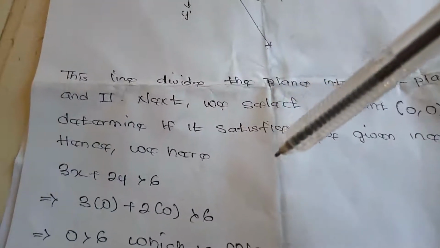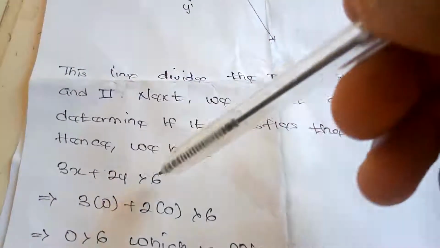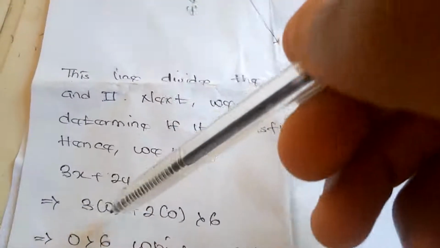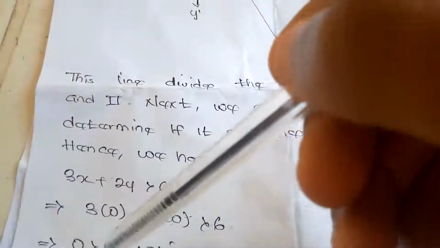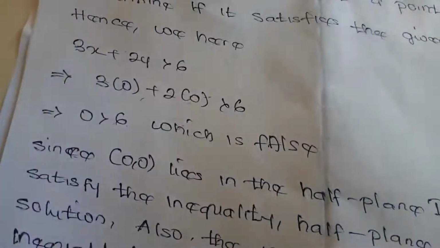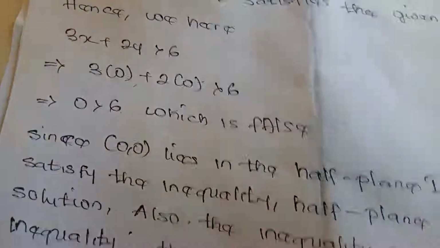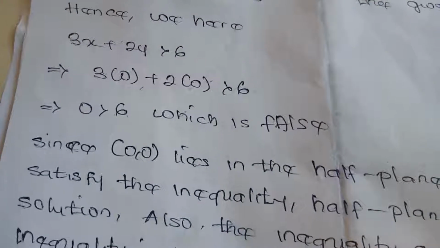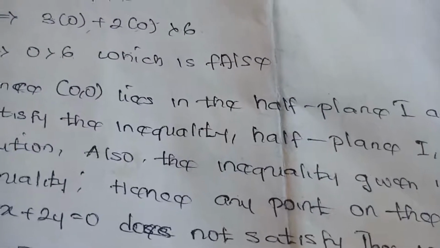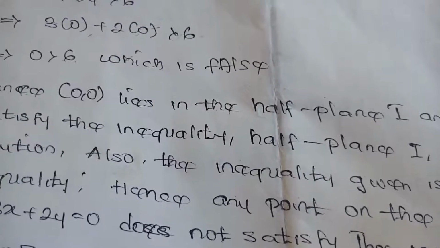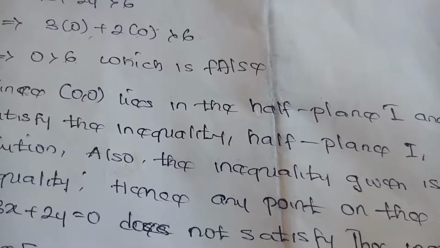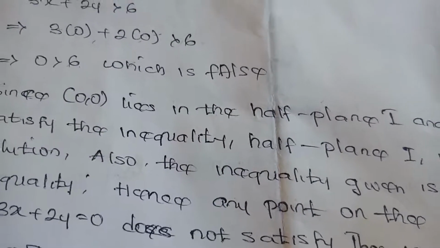Here, 3x plus 2y is greater than 6. If you put 0 here and 0 here, this becomes 0. So we have 0 is greater than 6, which is false. So 0, 0 lies in half plane 1 and it does not satisfy the inequality. Half plane 1 is not the solution.